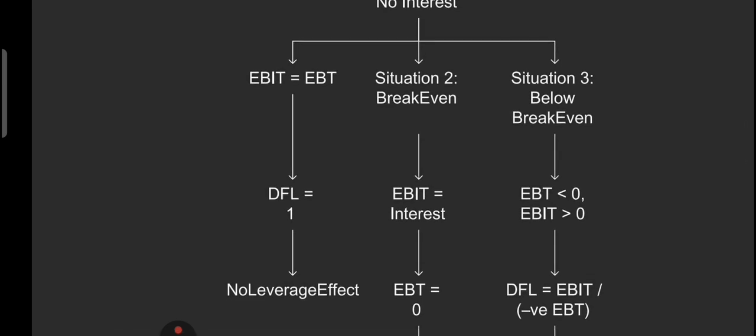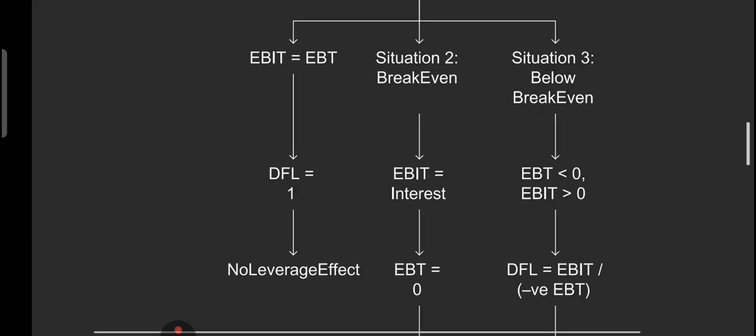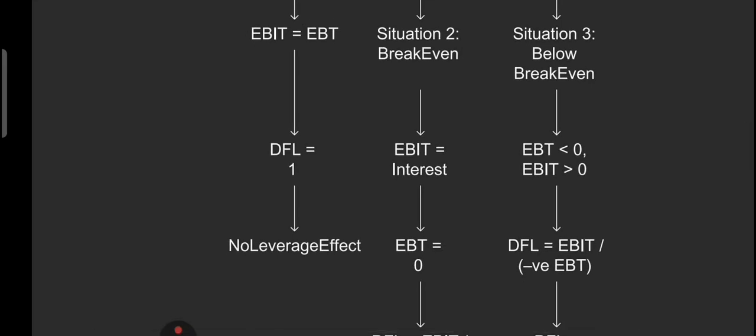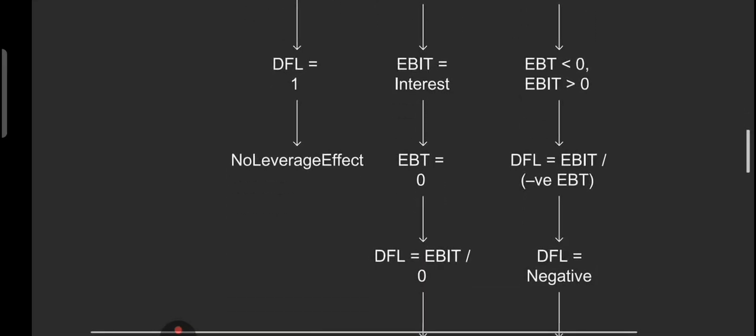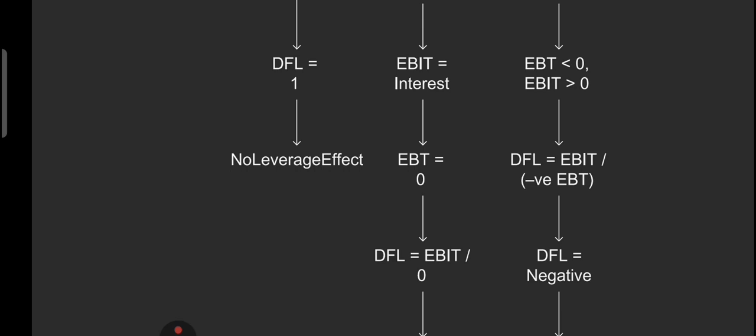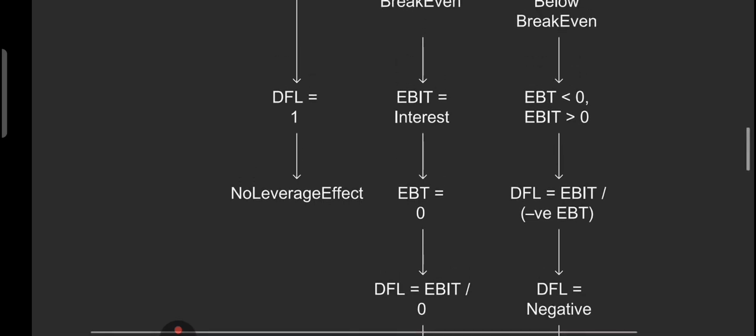Right, so no profit, no loss means what? Whatever cost you are incurring and whatever sales you are getting, both are same. Cost price is equal to selling price. That is what is happening here. Right, and tell me what will happen to the DFL? So DFL is what? EBIT upon EBT, and EBT is 0. Obviously EBT is 0, earning before tax is 0.